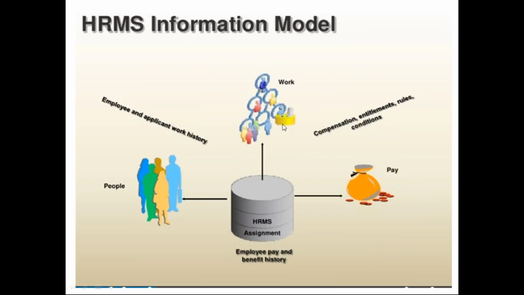This is the actual HRMS information model. Here we have people, and applicant history. These are all people. The people may be applicants, employees, or consignment workers. So what is the difference between all three?